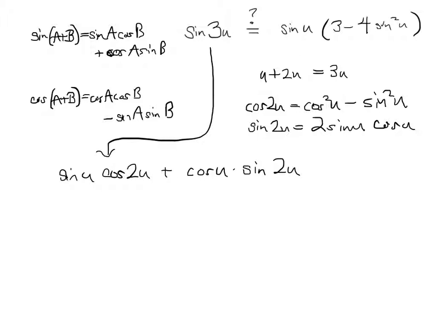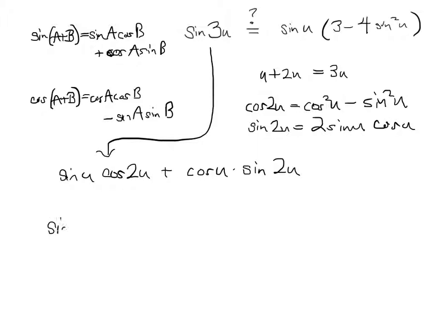Okay, continuing to do nothing but follow our nose, meaning we have no choice here but to replace 3u with u plus 2u. And we have this memorized, and so we did that. Cosine 2u, sine 2u. We've got no choice but to use these formulas that we just saw.